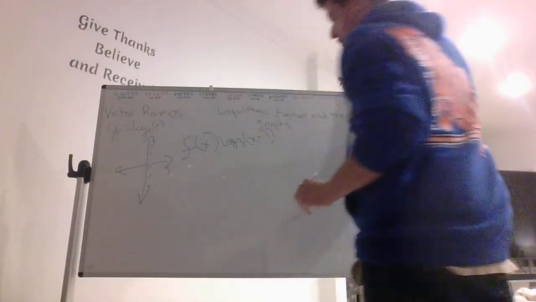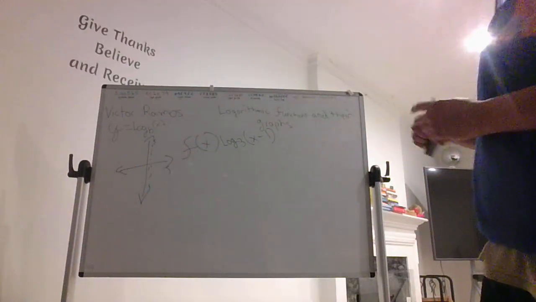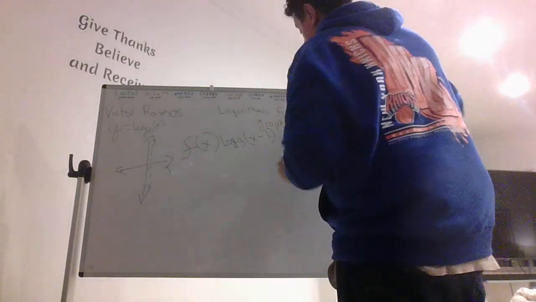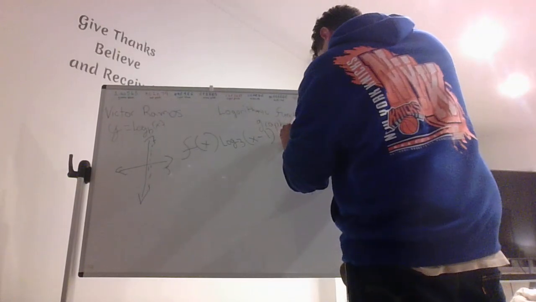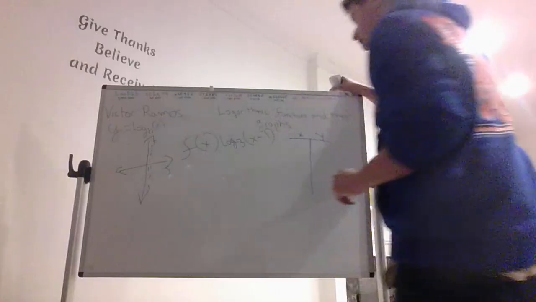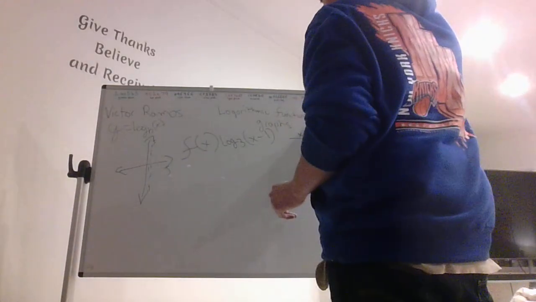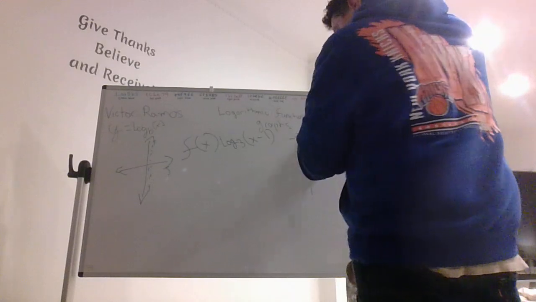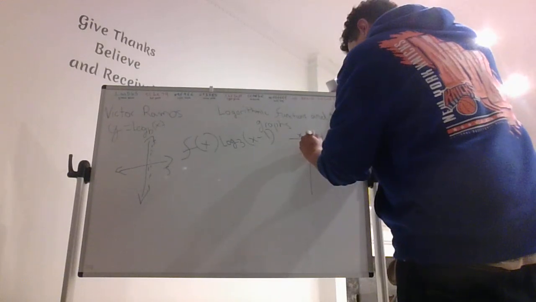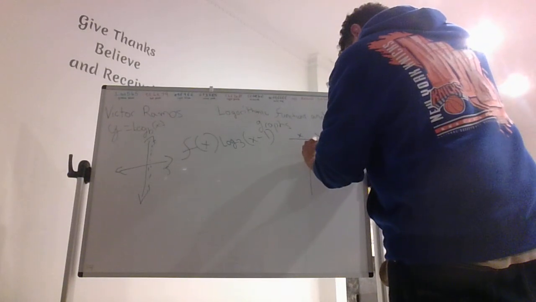what can we do to find our coordinates? Very, very simple. We use an x and y graph chart. We plug in values for y, and then that's how we get our x coordinate. We start off with -2.